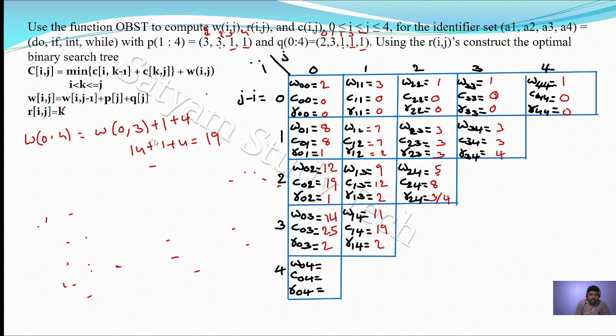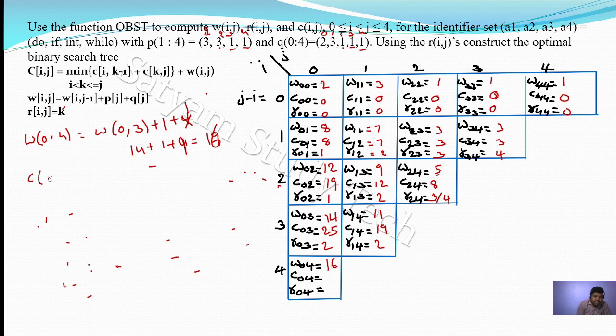Just check once again. W of 0,4 is W of 0, j minus 1, that is 4 minus 1, that is 3. W of 0,3 value is 14. 14 plus, you can see P of j value is 1, Q of j value is also 1, so 14 plus 2 is 16. So W of 0,4 value is 16.